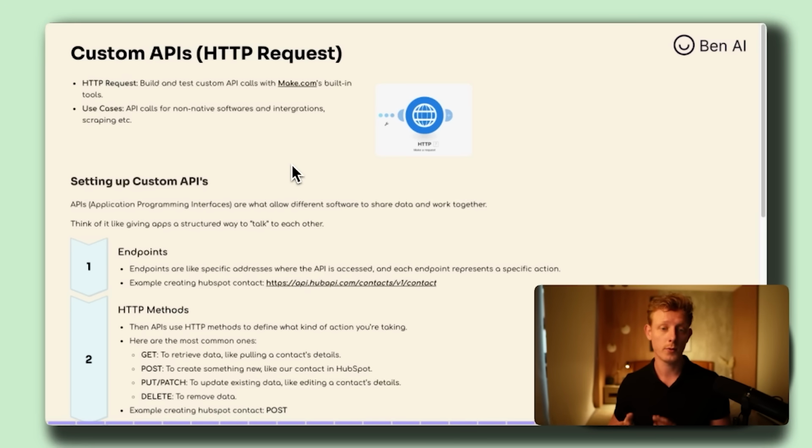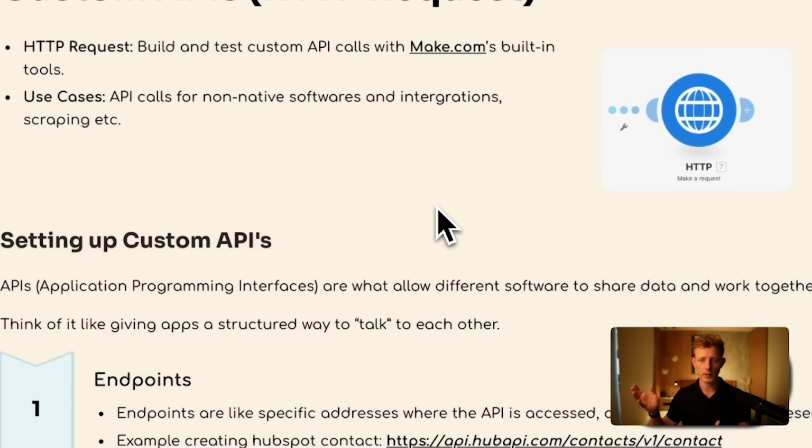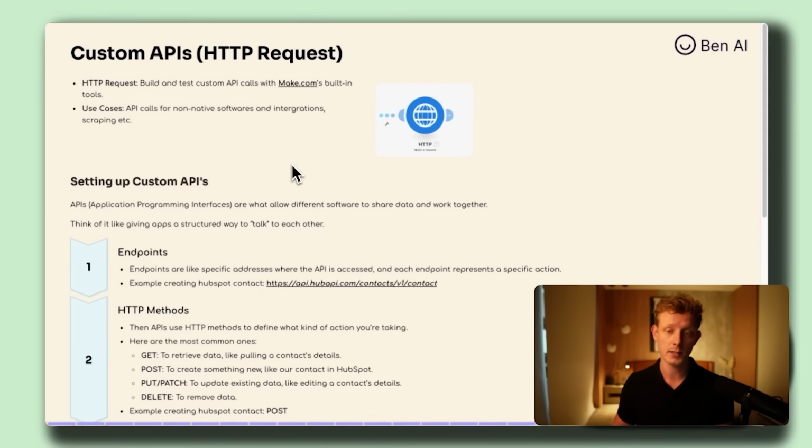Let me get back. Now, the next thing we have to understand is really how to set up custom APIs, which we do through HTTP requests. Now, why is this important? When would you actually use this? Now, in practice, when you're working in make.com, you basically find three use cases where you actually need to work with custom APIs. The first one is when you want to add a software into your workflow or your automation that doesn't have a native integration with make.com yet.